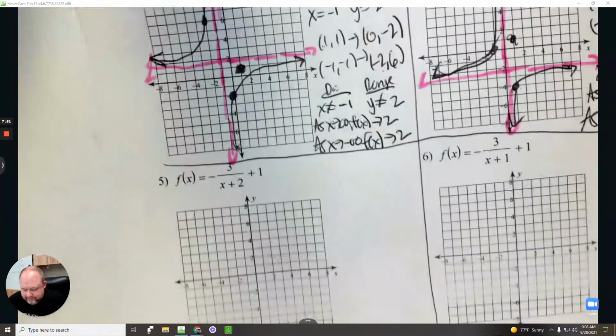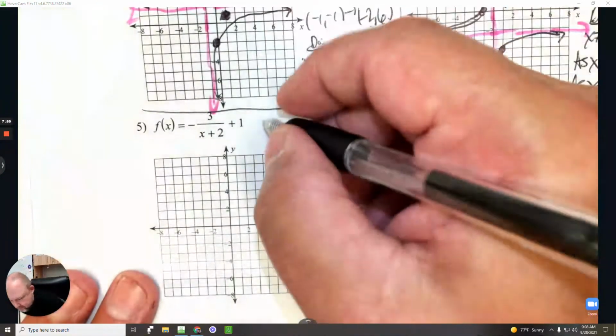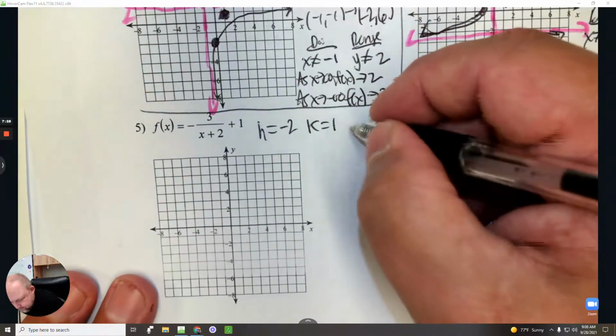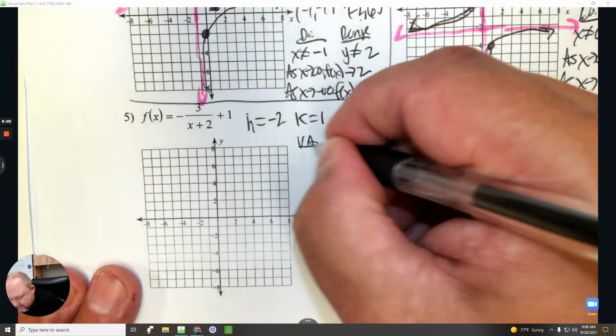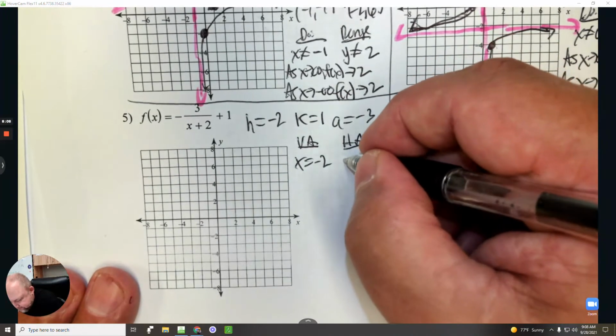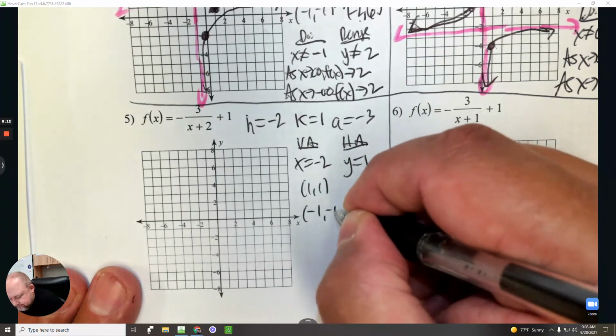Number 5. Press pause and do it, then press play. So the vertical asymptote is at -2 and the horizontal asymptote is at 1. We have 2 points to change.